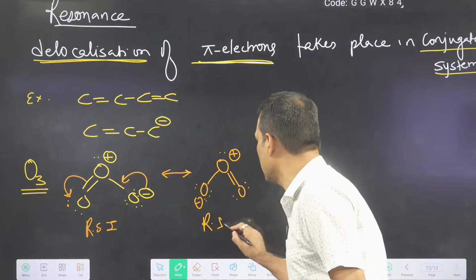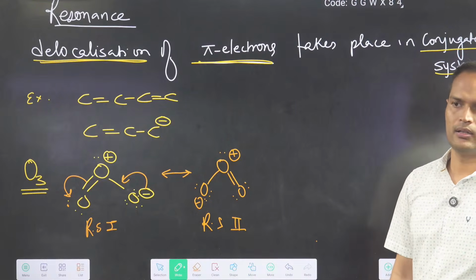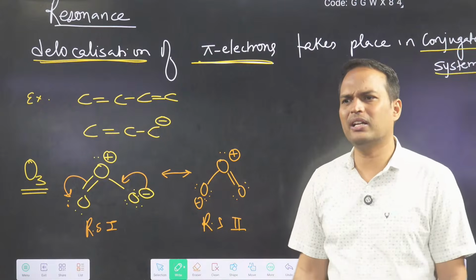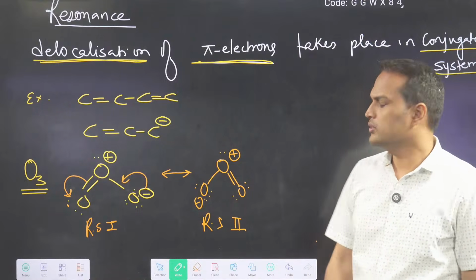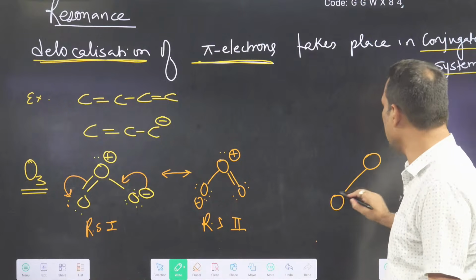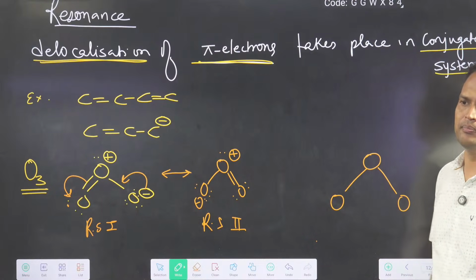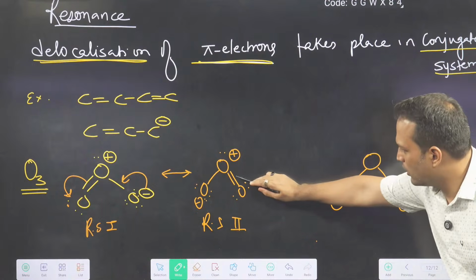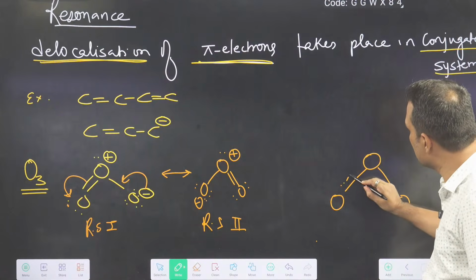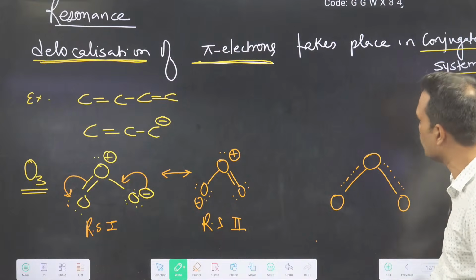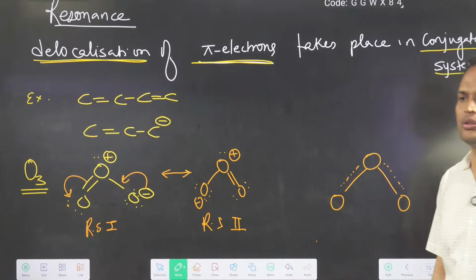This is resonating structure 2. And you will say, sir, this pi bond is resonating. Both structures do not exist. Then what exists? You will say, sir, actually, ozone is like this. Single bond, confirm. That one pi bond you are seeing, sometimes it is here, sometimes it is here. That is distributed, that is resonating in two positions. Correct or not? That is resonating in both the positions.